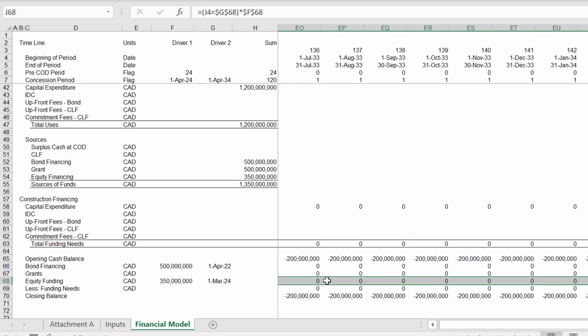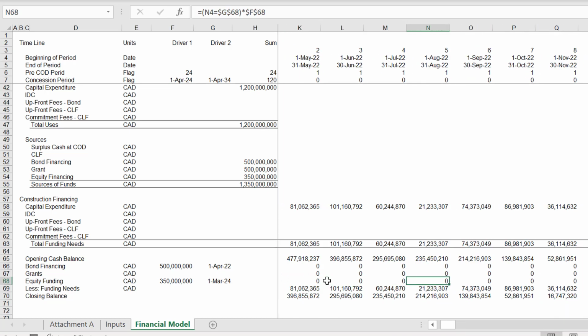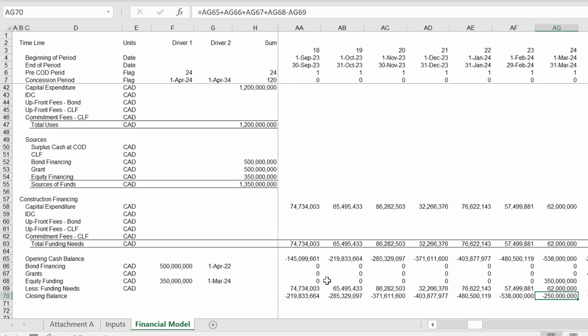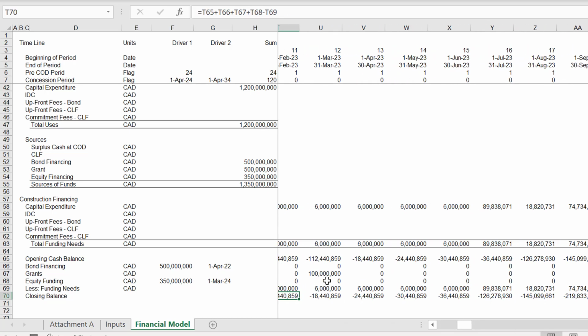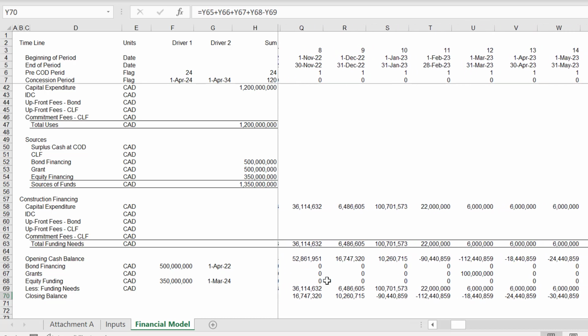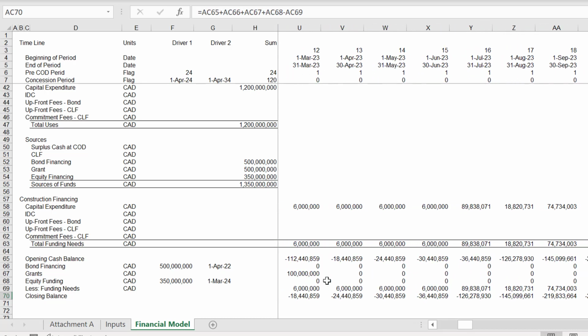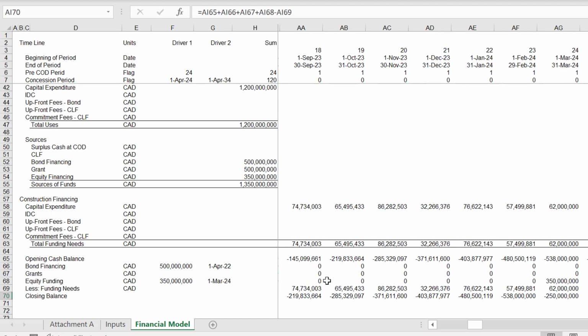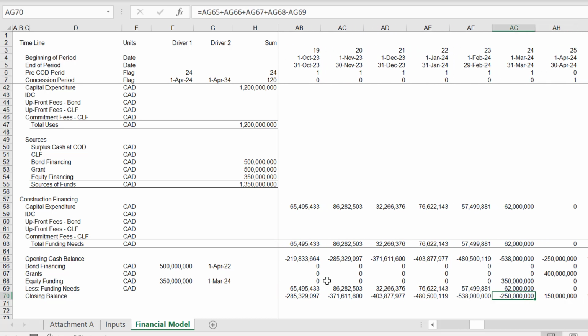Okay. So now what we have is negative funding needs for sure. And when this cash balance goes negative, then we're going to have to borrow money on that commercial loan facility, and then we've got to repay that commercial loan facility right in this period.